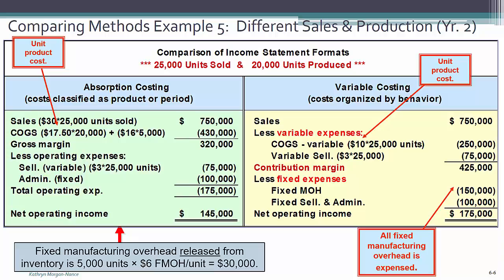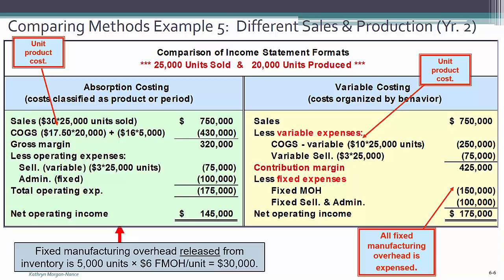Now let's examine the variable costing contribution format income statement on the right side. Notice that cost of goods sold is computed using our variable product cost of $10 per unit. This cost is the same regardless of whether the units were produced in year 1 or in year 2. And how cool is that? Variable costing recognizes that fixed costs are constant in total and do not change just because production volume changes.